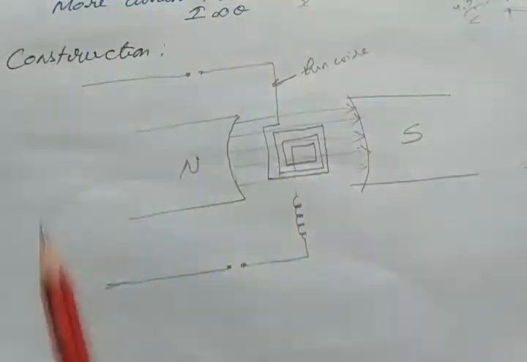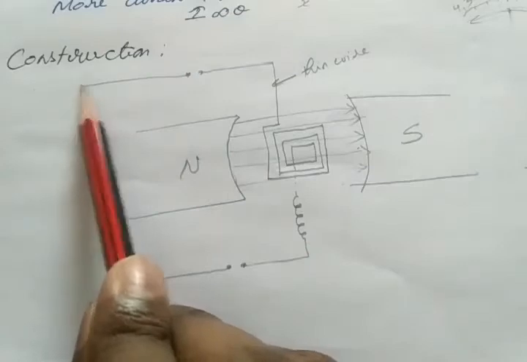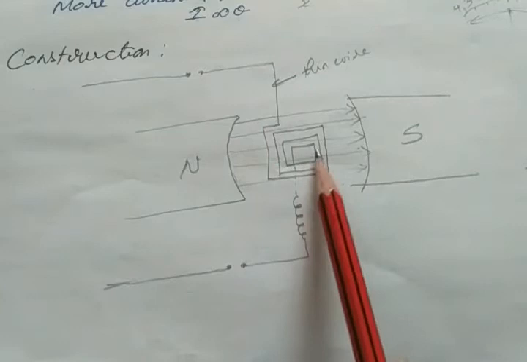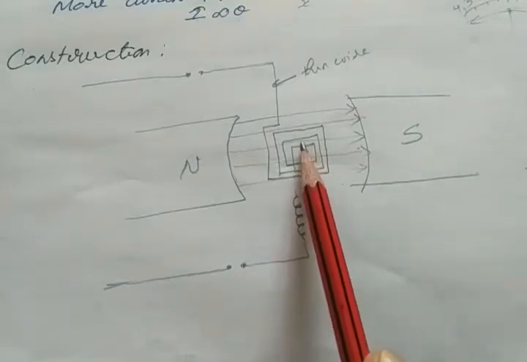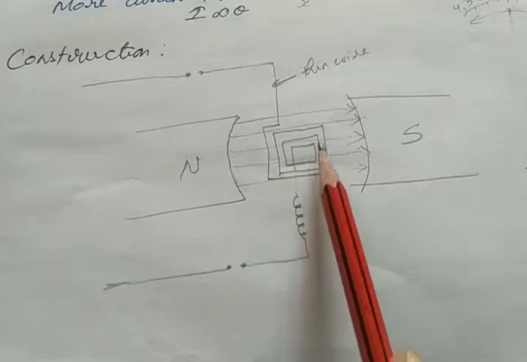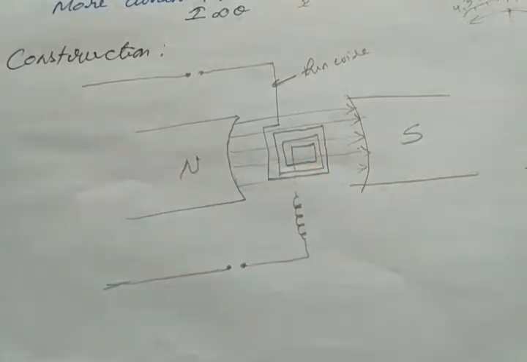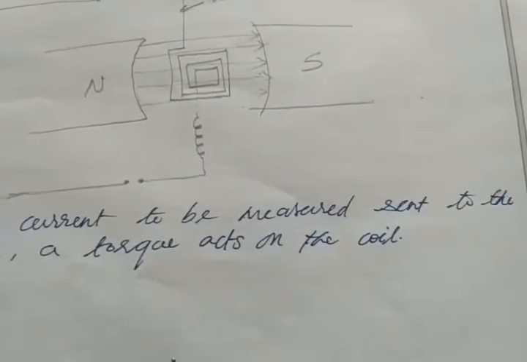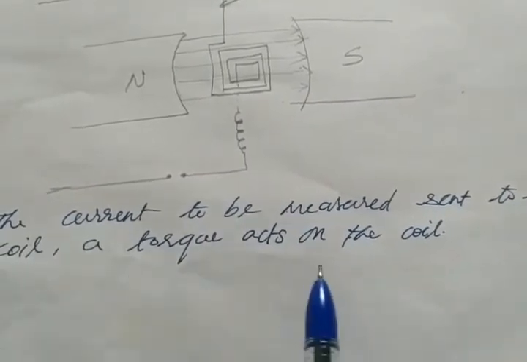Here we give some supply. Because of this supply, current is flowing through this thin wire and it flows through the coil. So because of current flowing through the coil as well as the coil placed in a uniform magnetic field, this coil will experience a torque. So this is the simple construction of a moving coil galvanometer. The current to be measured is sent to the coil, a torque acts on the coil.